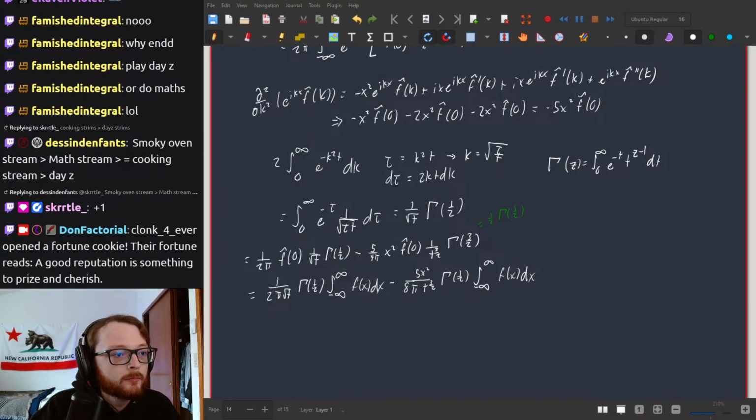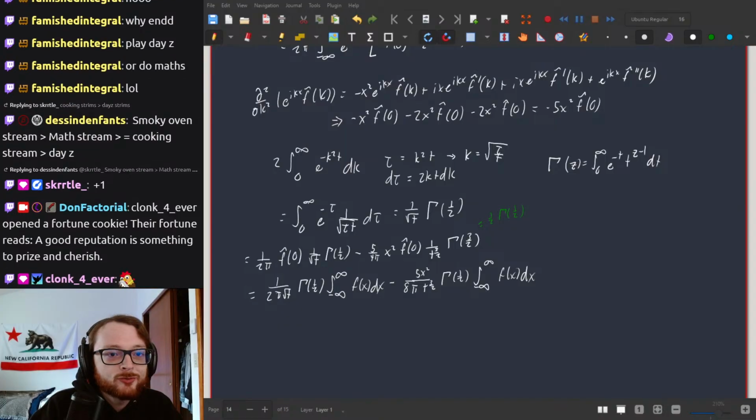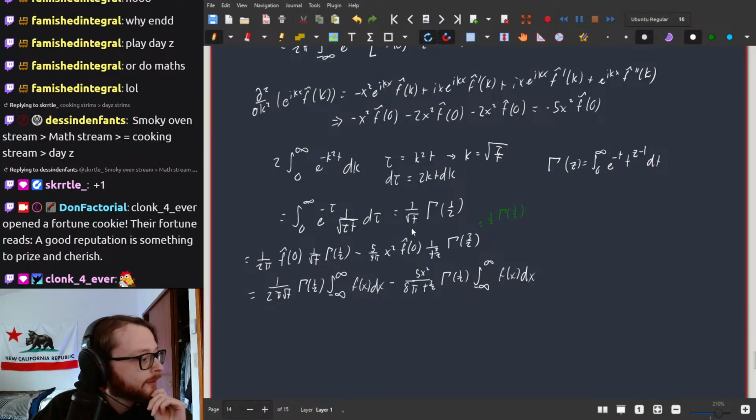I think we're here. Clonk. A good reputation is something to prize and cherish. I guess so, yeah. Hope you're doing well.